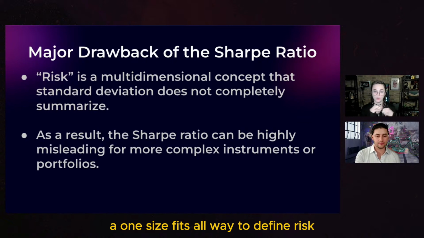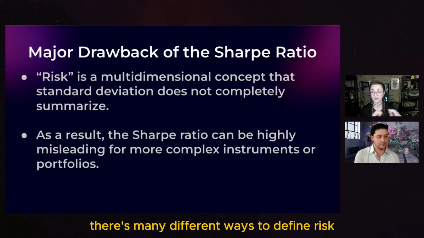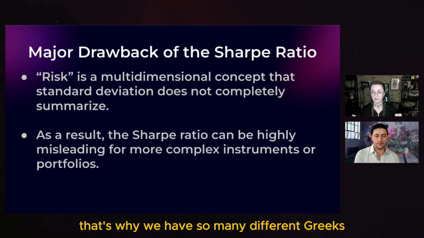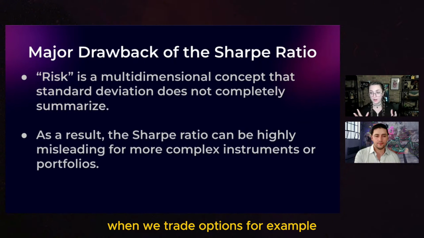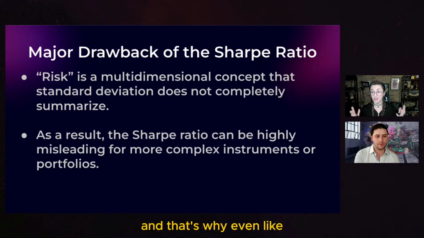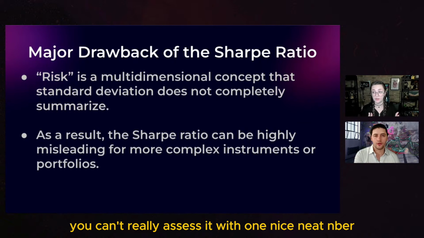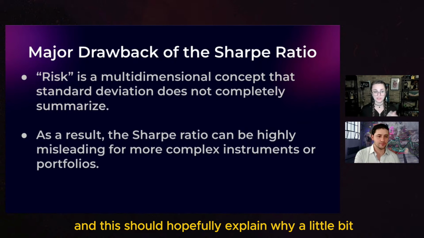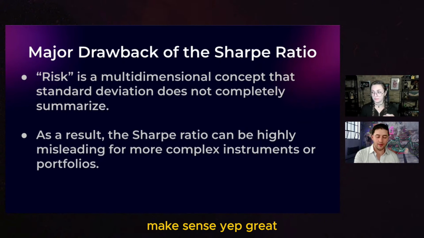And there's not really a one-size-fits-all way to define risk. There are many different ways to define risk. That's why we have so many different Greeks when we trade options, for example. And that's why even stock traders will have a bunch of different ways to assess risk. You can't really assess it with one nice, neat number. And this should hopefully explain why a little bit. But yes, make sense? Yep.